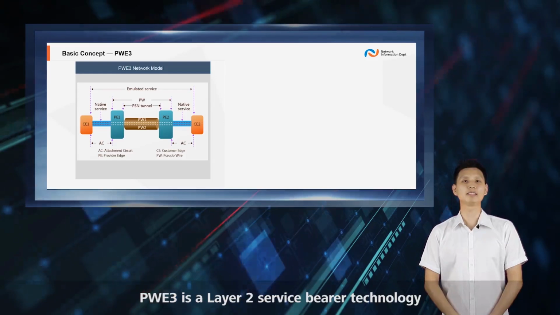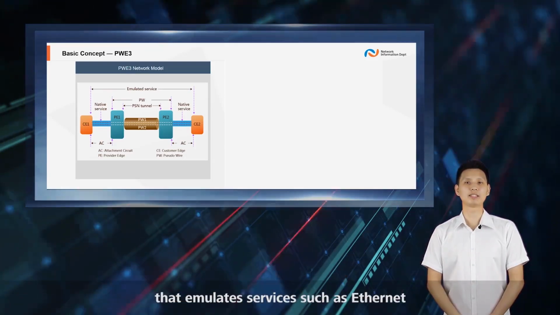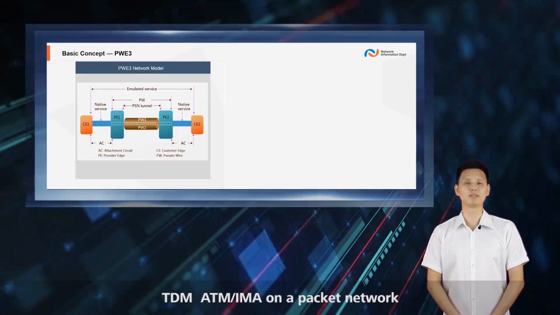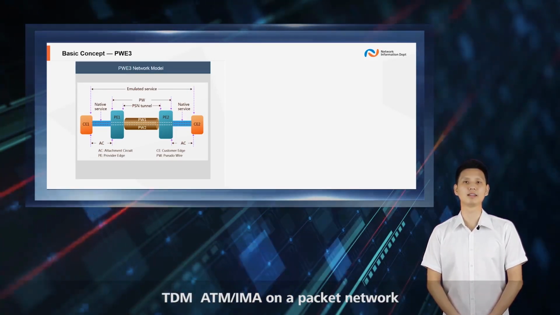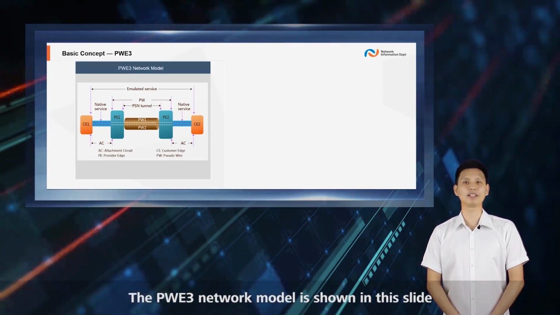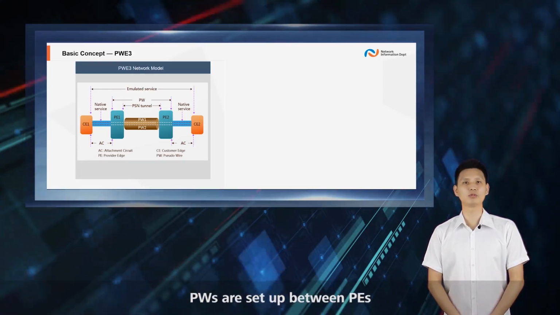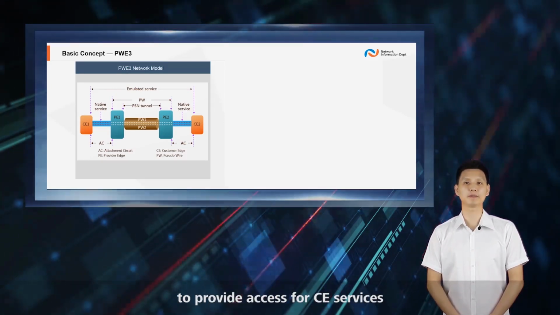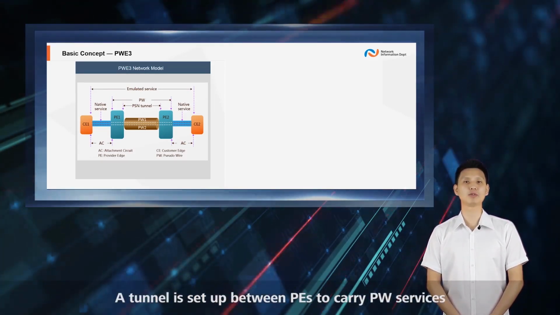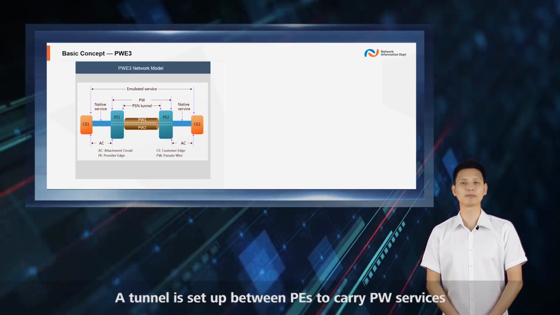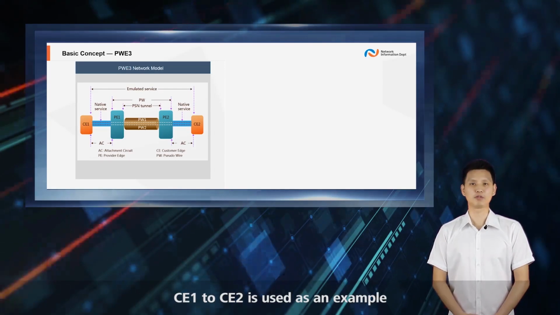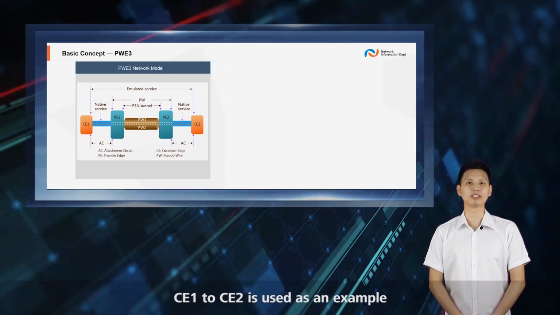PWE3 is a Layer 2 service bearer technology that emulates services such as Ethernet, TDM, ATM-IMA on a packet network. The PWE3 network model is shown in this slide. PWs are set up between PEs to provide access for CE services. A tunnel is set up between PEs to carry PW services. The service direction from CE1 to CE2 is used as an example.